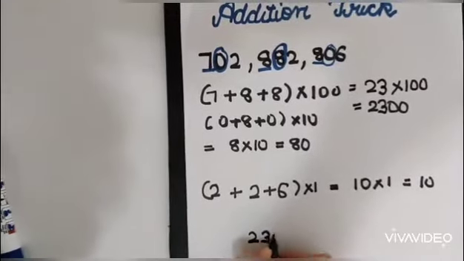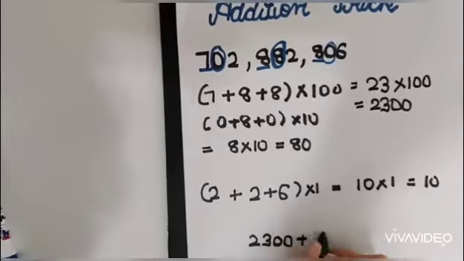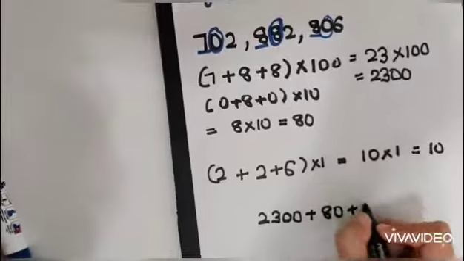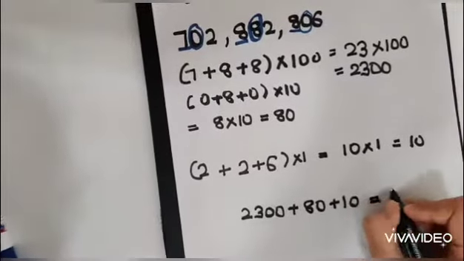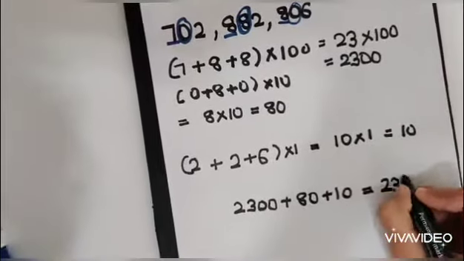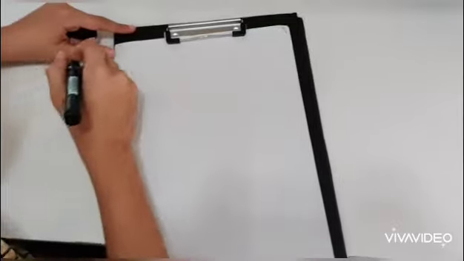Now we'll just add them. So 2300 plus 80 plus 10. What we get is 2390.